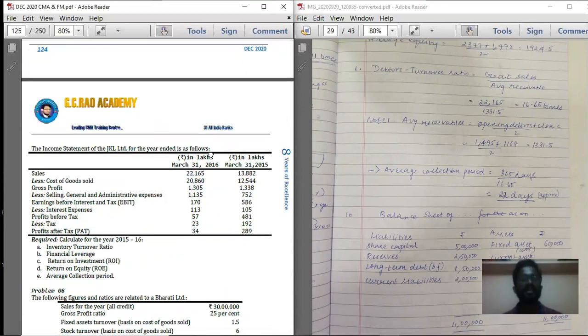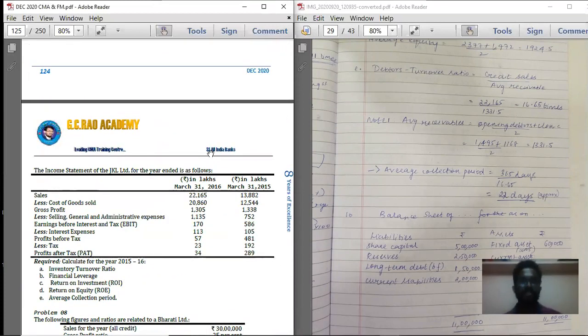For calculating this average collection period, we need debtors turnover ratio. So first we should calculate debtors turnover ratio, then only we can calculate average collection period. The debtors turnover ratio formula is credit sales divided by average receivables. Here we are assuming all the sales as credit sales. So point number E, debtors turnover ratio is equal to credit sales divided by average receivable.